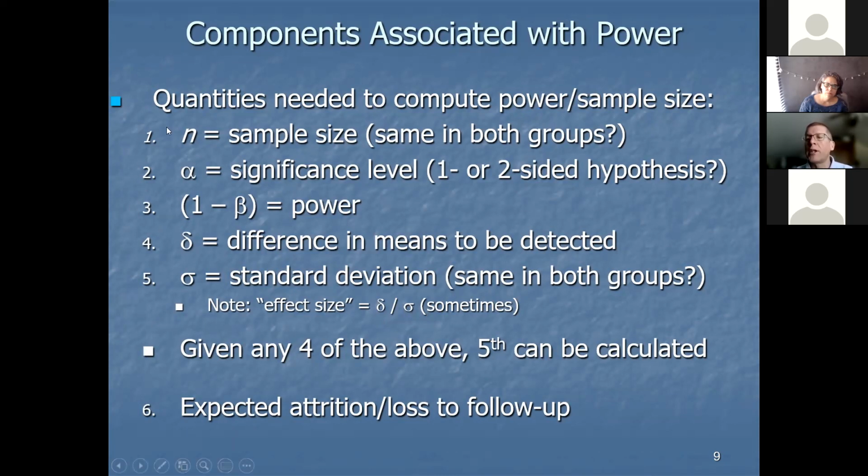So essentially what we can do is write an equation that relates these 5 quantities. And then algebraically, we can manipulate that so that if you specify any 4, we can solve for the 5th. So theoretically, we could specify any 4 of these and solve for the 5th. We typically don't solve for things like the significance level. We would set that a priori, but theoretically, we could do that.